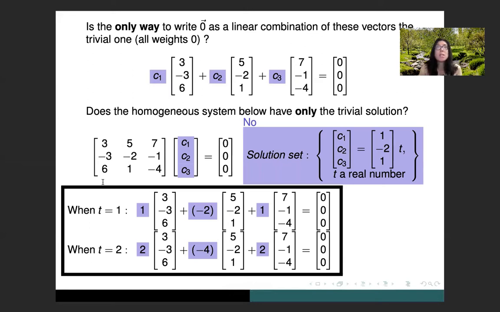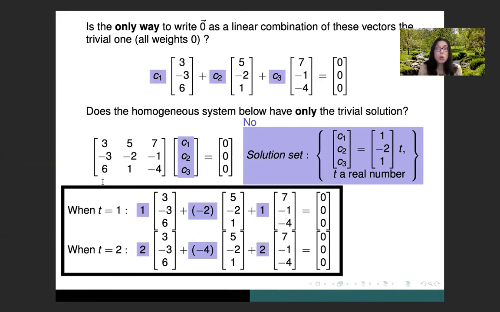We can see a few specific ways to write the 0 vector as a non-zero linear combination of the 3 vectors by simply choosing specific values for t. If t equals 1, then C1 is 1, C2 is negative 2, and C3 is 1. So we have 1 times the vector (3, -3, 6), minus 2 times the vector (5, -2, 1), plus 1 times the vector (7, -1, -4) is equal to the 0 vector.